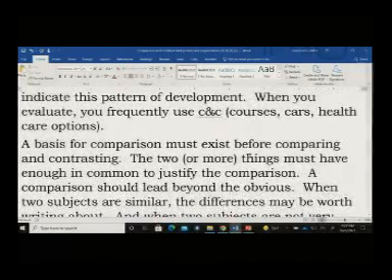Okay, let's see. A basis for comparison must exist, so that's the orange in the washing machine. And a comparison should lead beyond the obvious. That's why we don't talk about the wheels on a car or the engine, unless you're talking about the Mustang and the Corvette. Corvette's engine's probably going to be more powerful than a Mustang's, I would think, right?